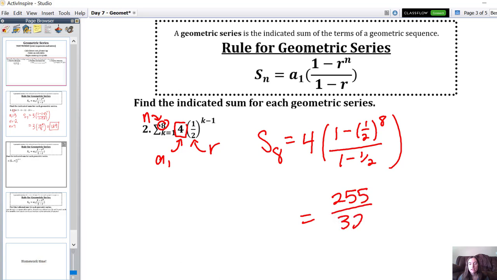I'm keeping this as a simplified fraction. If you want it as a decimal, that is almost 8. So the sum almost adds up to 8 in this situation.